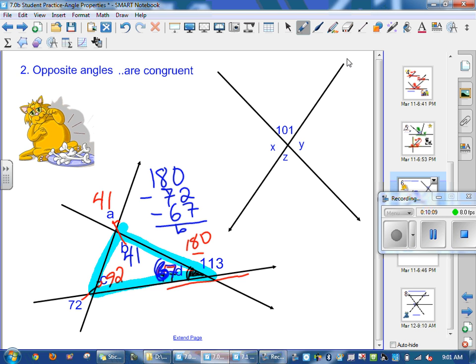So what two rules are being used all the time? What do you notice? We have two rules that are being used all the time here in the back. Straight lines add to 180. Perfect.